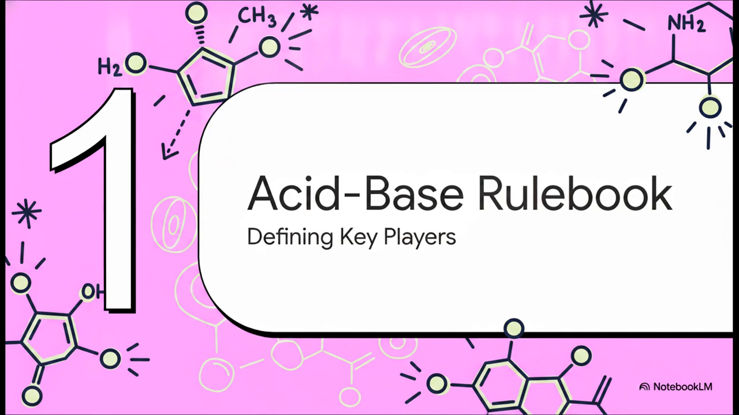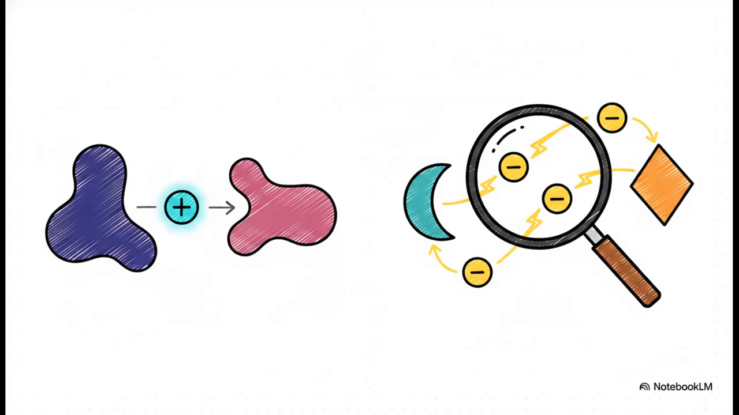Let's define our key players. So chemists generally use 2 main definitions here. The Bronsted-Lowry definition is all about the proton, specifically donating or accepting a hydrogen ion. A Bronsted-Lowry acid donates a proton, and a base accepts it. Simple enough, right? But the Lewis concept zooms out a bit. It's all about the transfer of electrons. A Lewis acid accepts a pair of electrons, while a Lewis base donates a pair. The crucial takeaway is that while Bronsted-Lowry focuses on the proton transfer, the Lewis definition broadens the whole scope to the electron pair. And honestly, that's incredibly useful for understanding organic reactions.